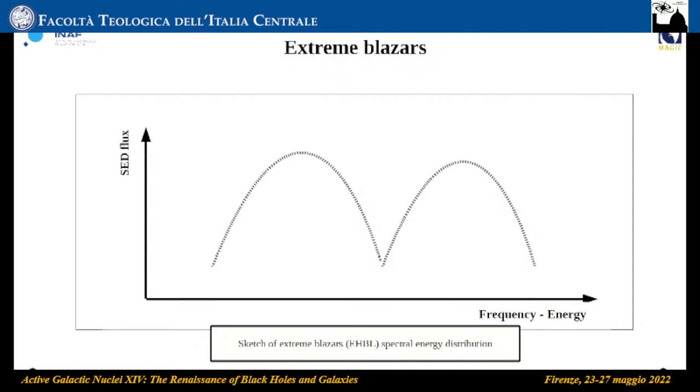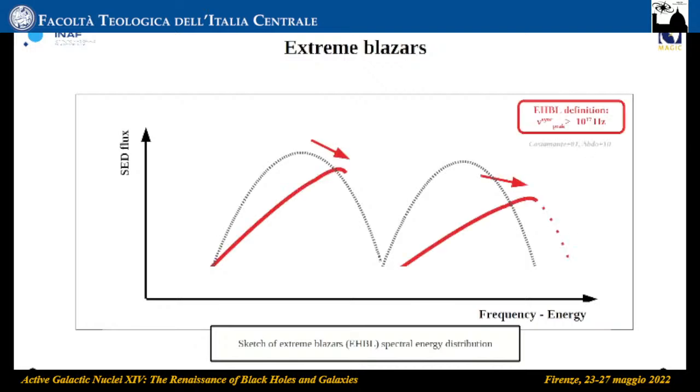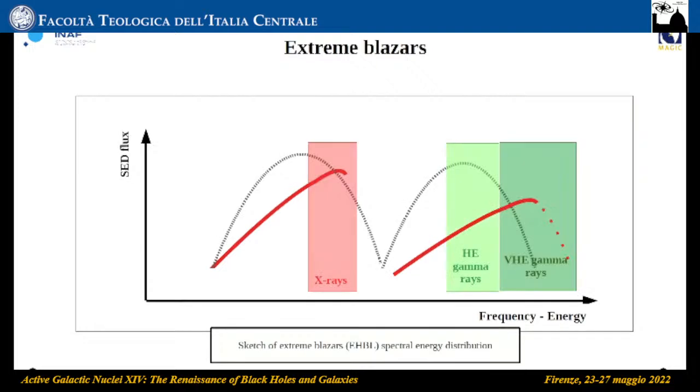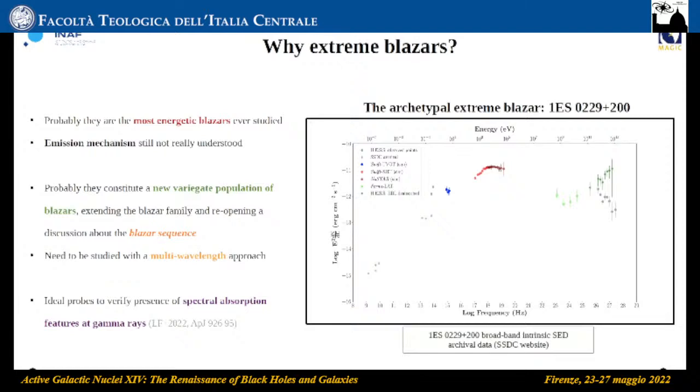The spectral energy distribution is usually composed of two main humps. The first, on the left, is called the synchrotron hump. On the right you find the high energy or gamma ray hump. In extreme blazars these two humps are pushed to the highest energies, and the first one enters deeply the X-ray band, and the second one enters deeply the gamma ray band. The archetypal extreme blazar is called 1ES 0229.